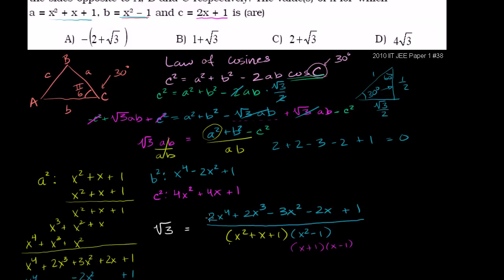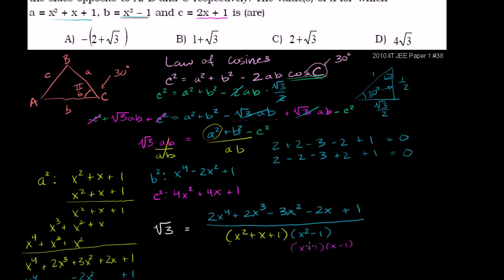So this is 2 times negative 1 to the fourth. That's still 2. Plus 2 times negative 1 to the third. So that's negative 2. Minus 3 times negative 1 squared. That's negative 3. And then minus 2 times negative 1. So it's plus 2 plus 1. So this is 0, minus 3, plus 2 plus 1. This also cancels out. This also gets us 0.